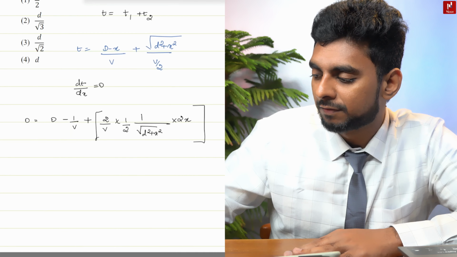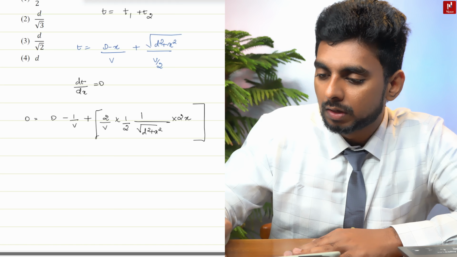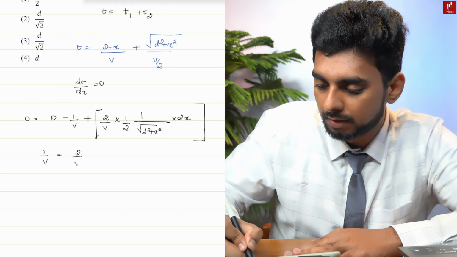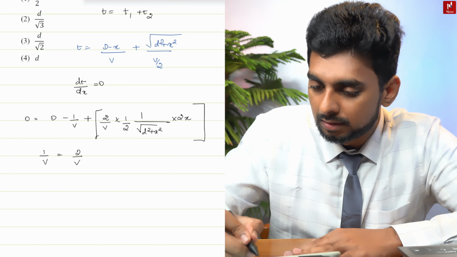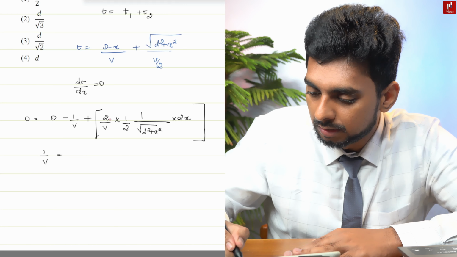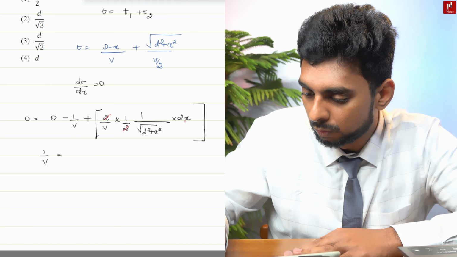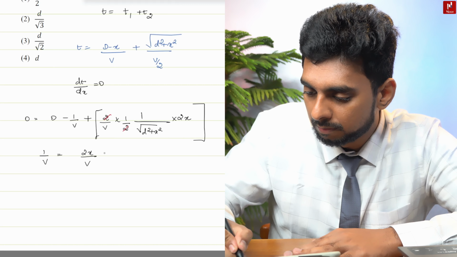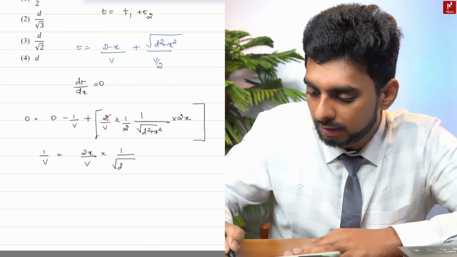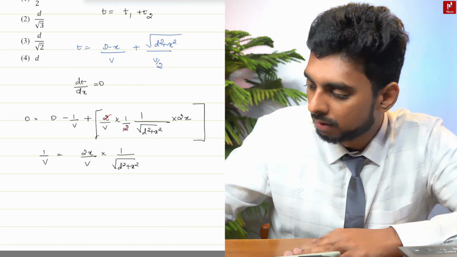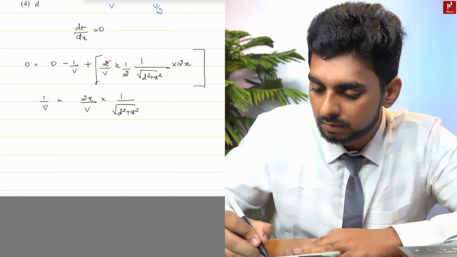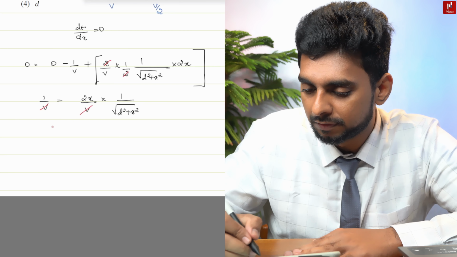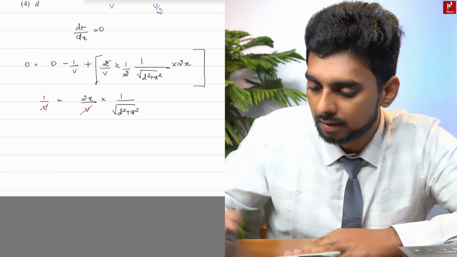Now I have generated the equation. Just solve this one, you'll get the answer. So here it's going to be 1 by v, which will be equal to 2 divided by v. Let me cancel this one. If I cancel these two, I'll just be left with 2x by v. So you would have got 2x divided by v multiplied by 1 divided by root of d square plus x square. Let me cancel this v. Fine, just rearrange this one, equate it. I just need to get the x in terms of d, isn't it? Just rearrange it, you'll get the answer.